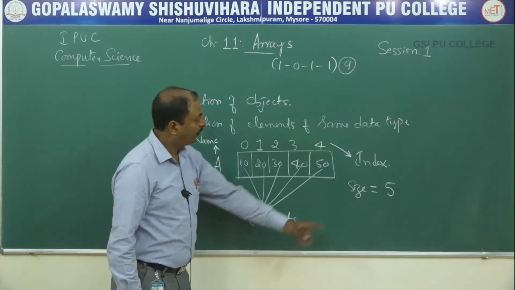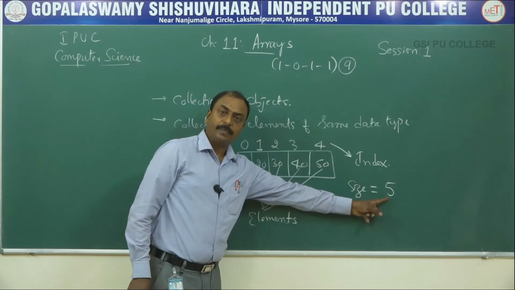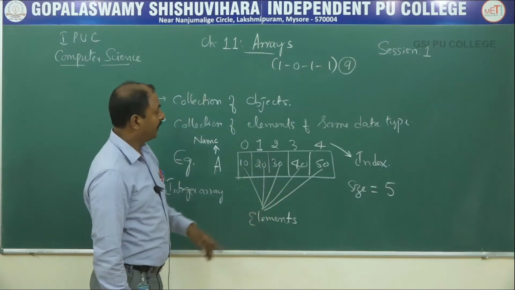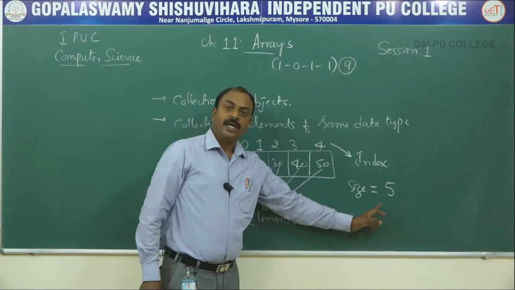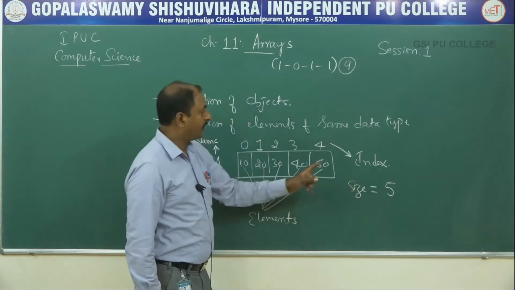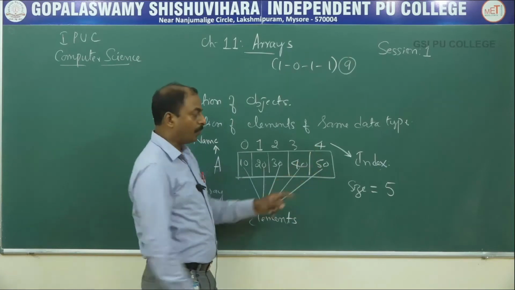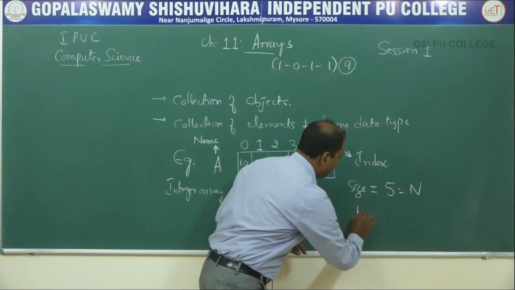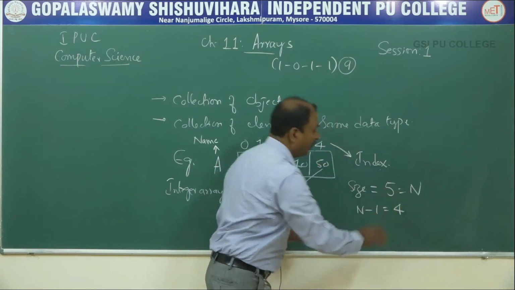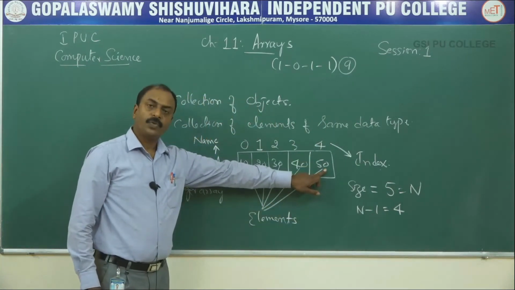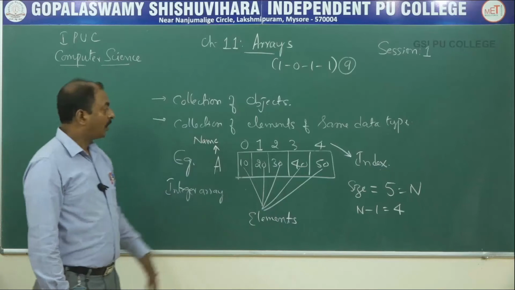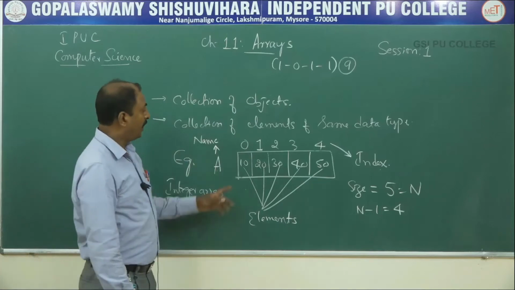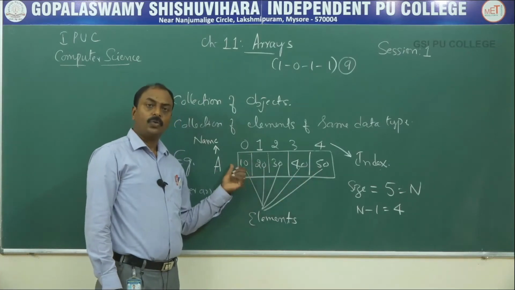If I say array size is 5, it means that it can hold 5 values or 5 elements. If the array size is 5, the last index is 4. That is, if n is the size of an array, the last index is n minus 1, that is 4. So this is the concept of an array where the elements or values are stored in the computer memory in a definite order.